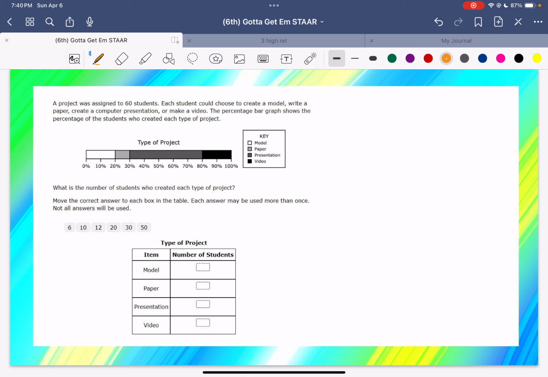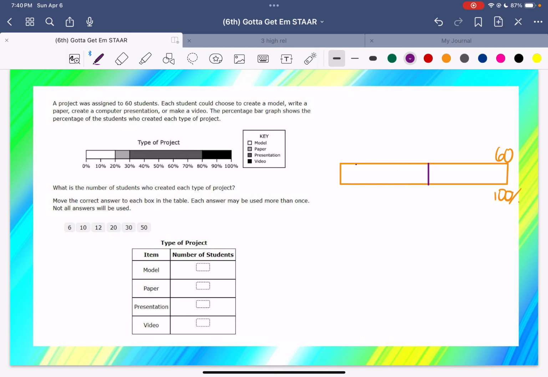Okay, so we remember that percentage is out of 100. And so we know that 100% represents all the kids, which is 60. Now, kids tend to find the percent bar broken up into 10 pieces, where each part would be 10%, tends to be the easiest for kids.